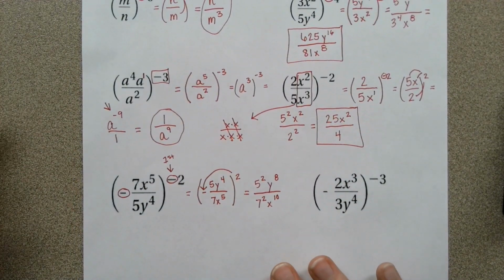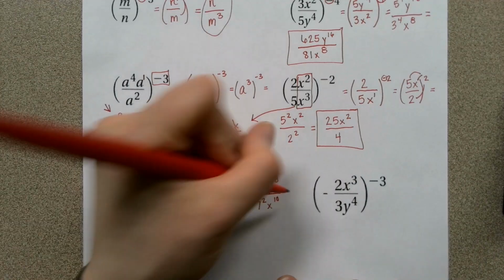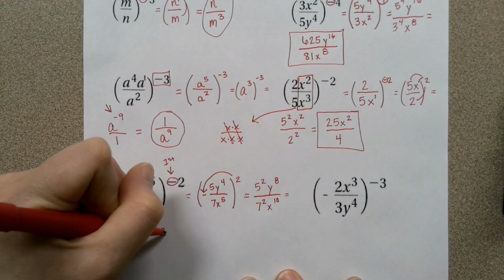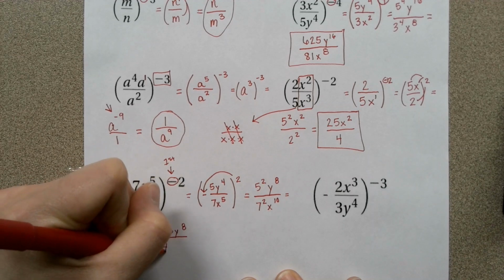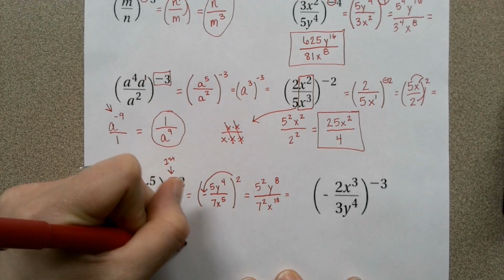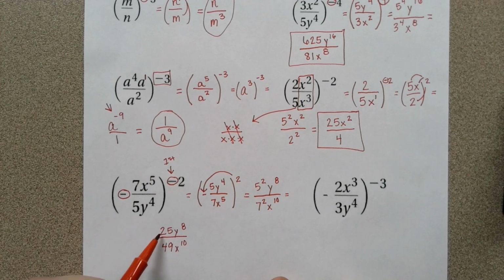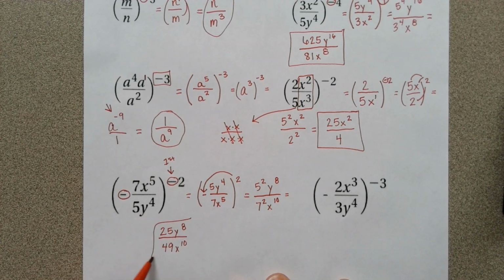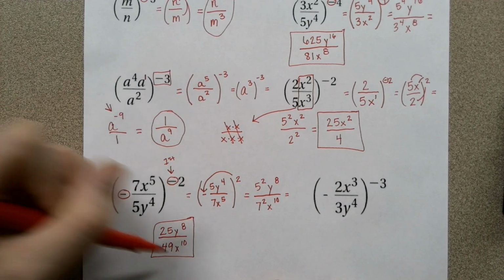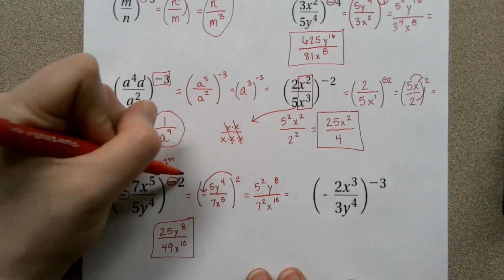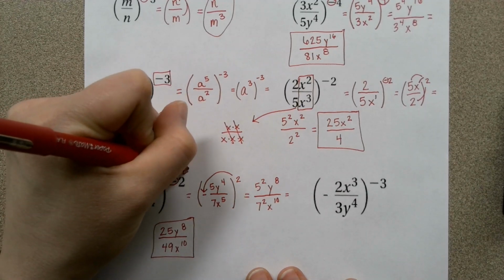And then we just have one more final step to simplify, giving us 25y to the 8th over 49x to the 10th. Again, this cannot be simplified, so this is our final answer. This negative became a positive because of this even exponent.